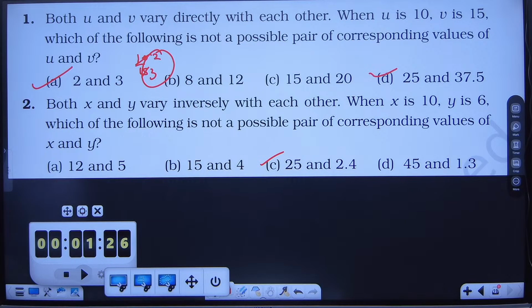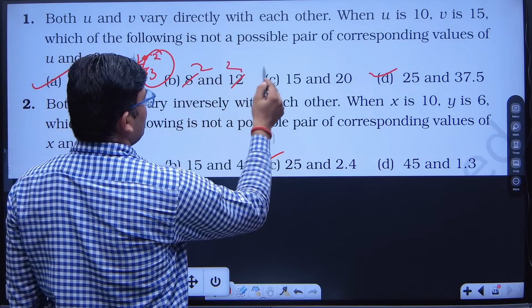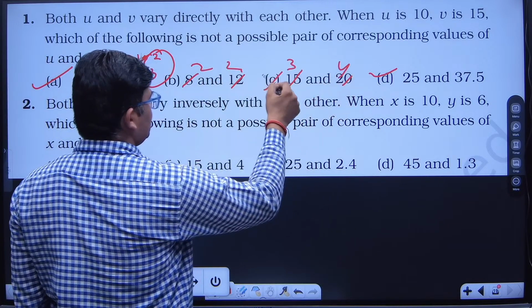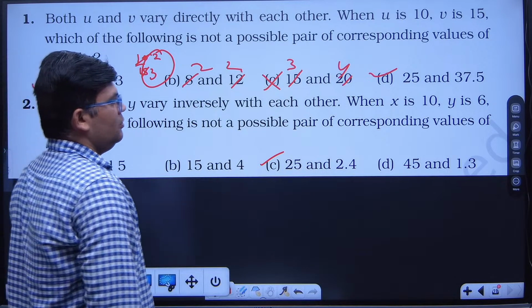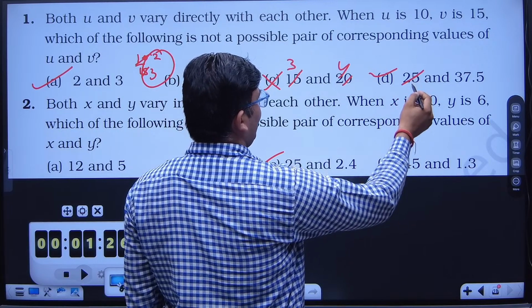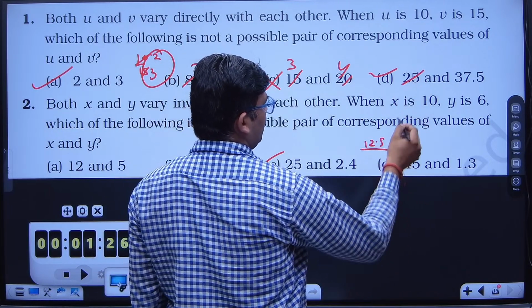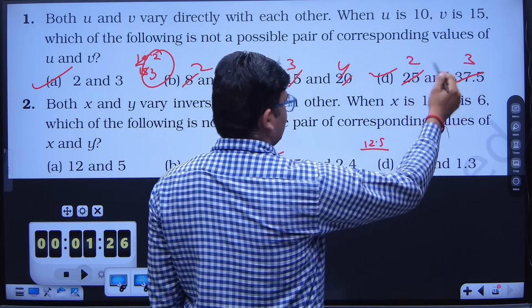So which of the following is not possible? So 4 into 2 is 8, 4 into 3 is 12. This is also correct. 5 into 3 is 15, 5 into 4 is 20. So this is not correct. Okay, so with 12.5, if you divide this by 12.5, you will get 2 and you will get 3. So the ratio is same.